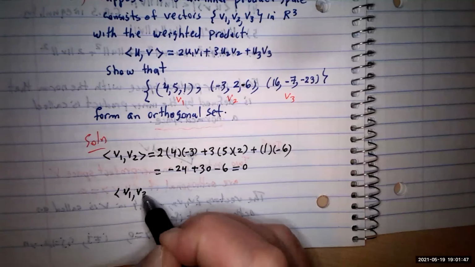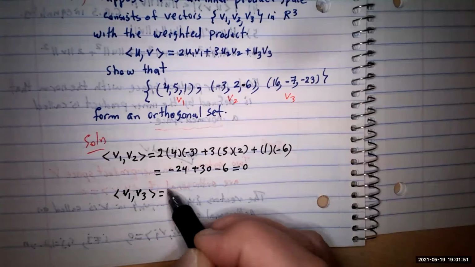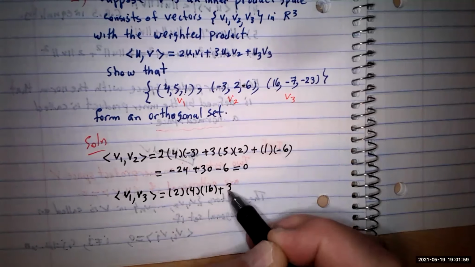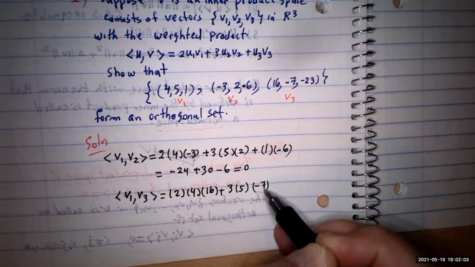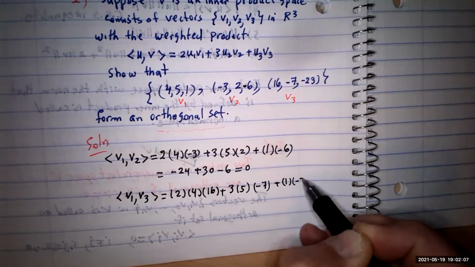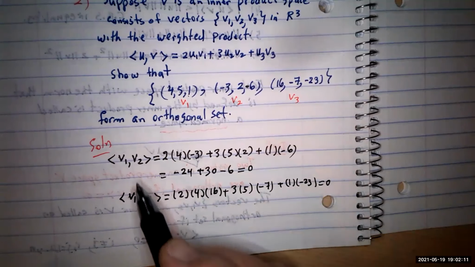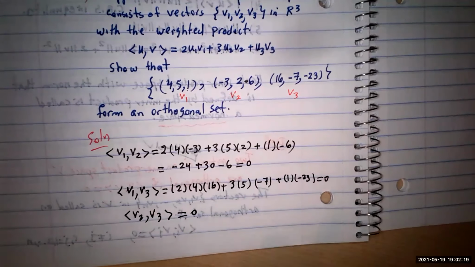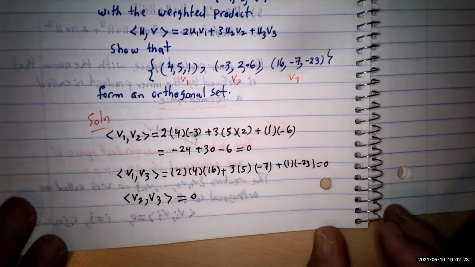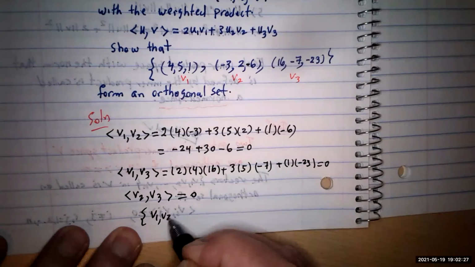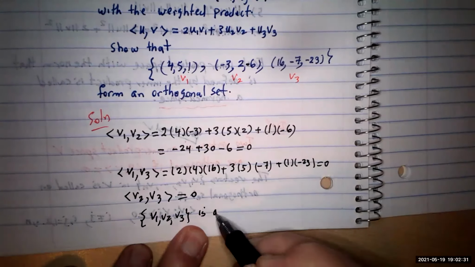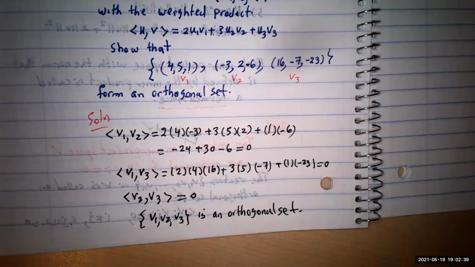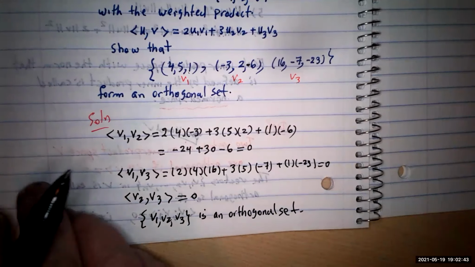For V1 and V3, if you check this one, that gives you 2 times 4 times 16, plus 3 times 5 times negative 7, plus 1 times negative 23. This would be 0. The last one is the same, so you have to show it if it's going to be on the test. So there you are. Those vectors two by two are orthogonal. So the conclusion is that V1, V2, and V3 is an orthogonal set.